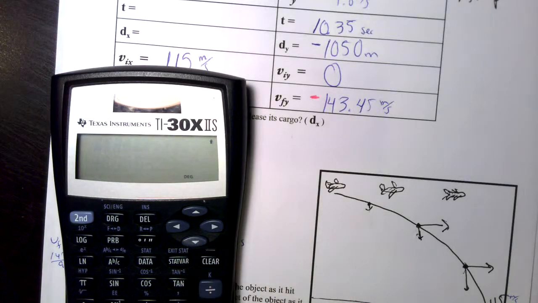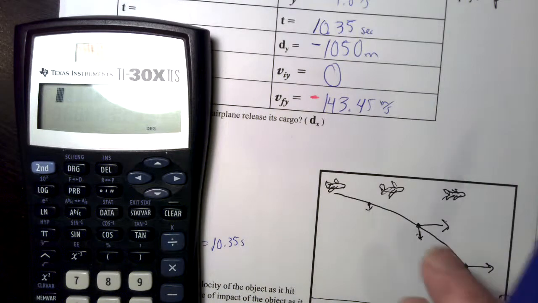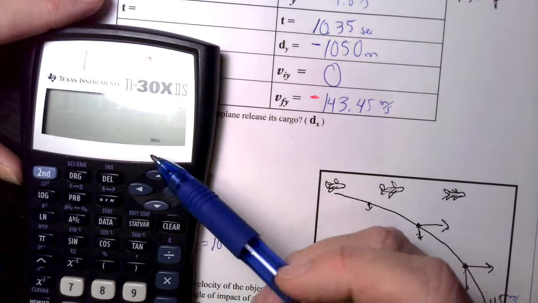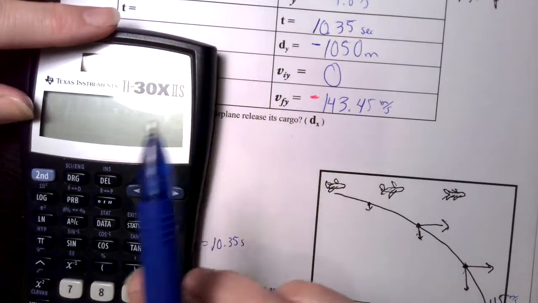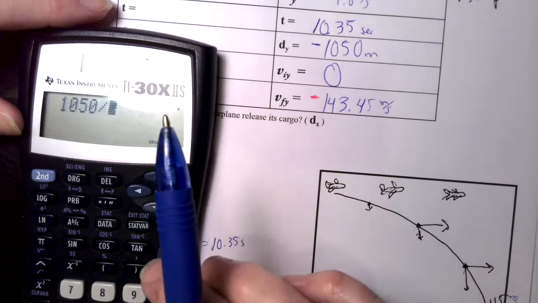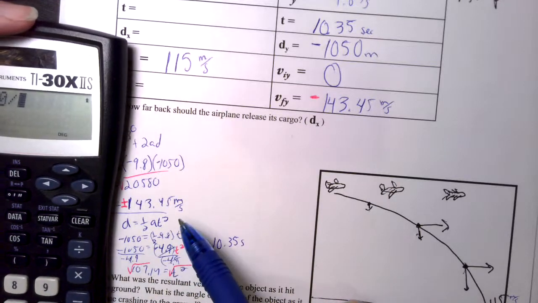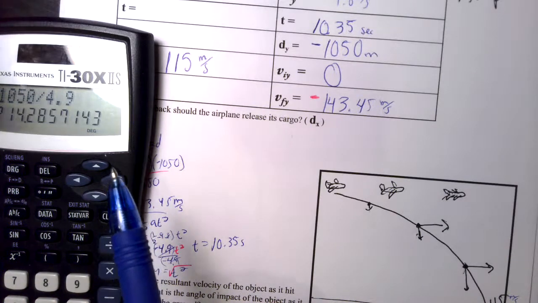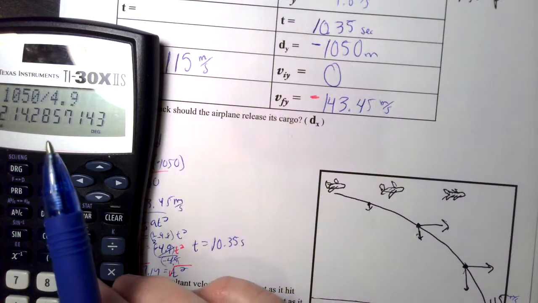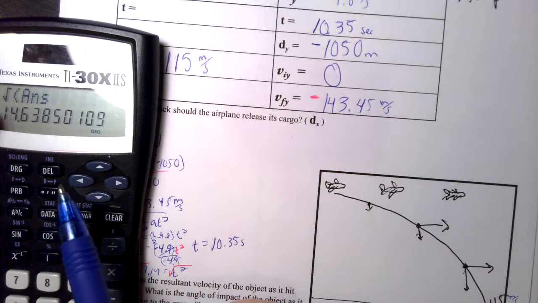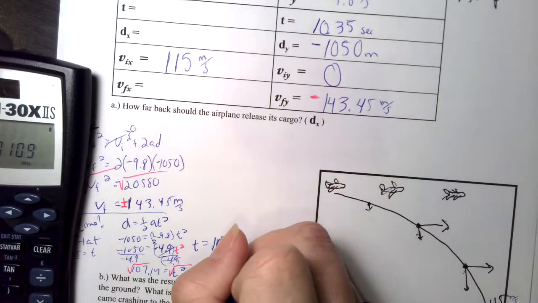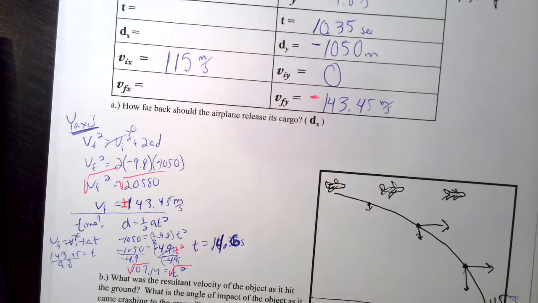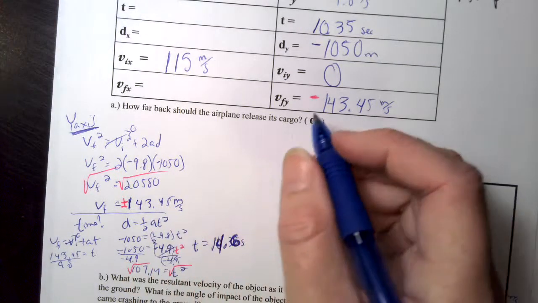Oh, jeepers creepers. You're going to have to totally ignore that. It's not 9.8, it's 4.9. So 1050 divided by one half times 9.8, which is 4.9. Now square root that answer. 14.6. Dang it. 14.6. I'm so glad I did this both ways.